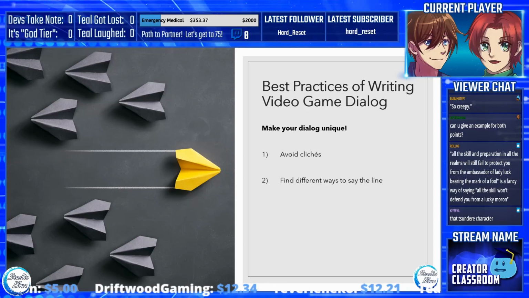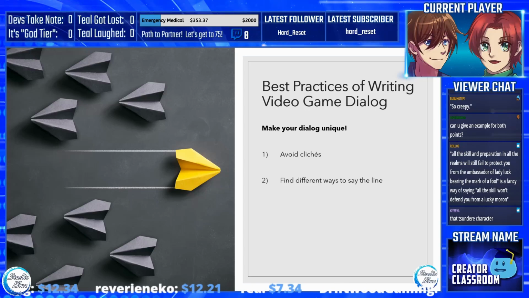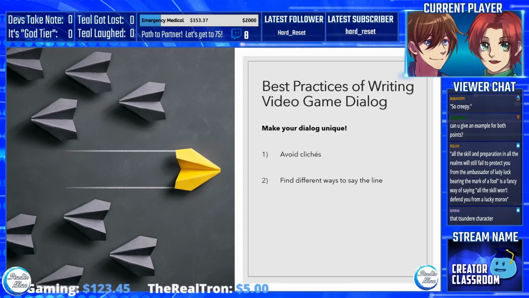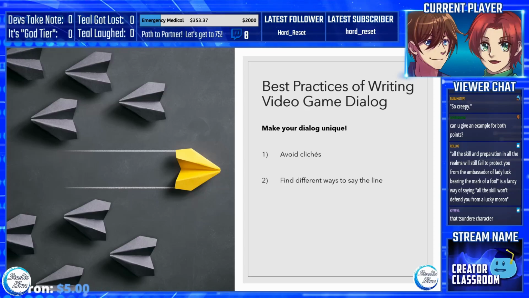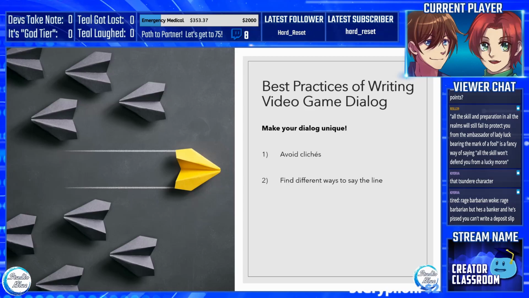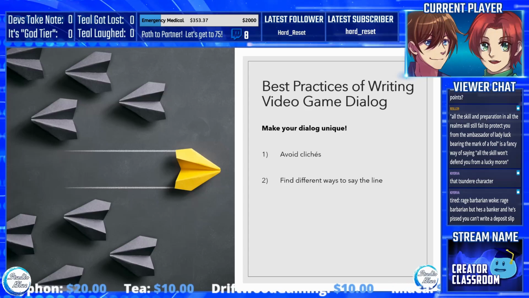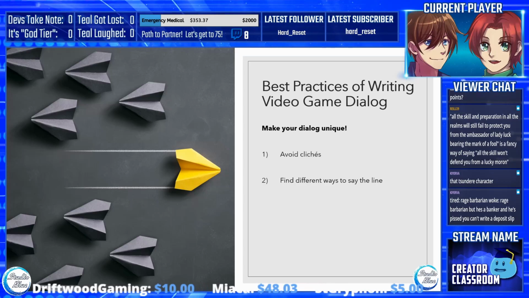Now, as far as the second one, finding ways to say the line. You got this one? I got this one. All right, go for it, Teal. Okay, so you originally write down for this little boy NPC, he says, "I hate jails." Try instead, "Jails make me sick." "A jail? Really?" Wow. So we now also have learned two things. One, different ways to say the line, and also Teal's Yoda voice is A+.